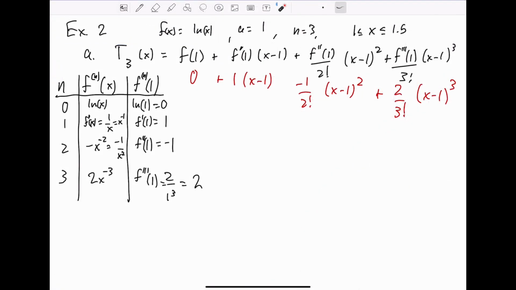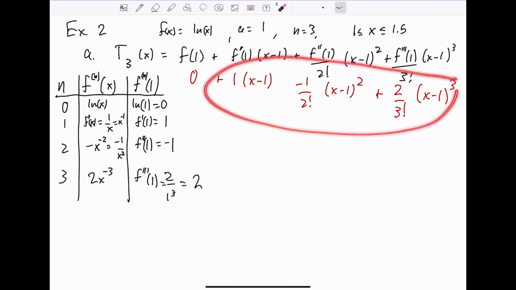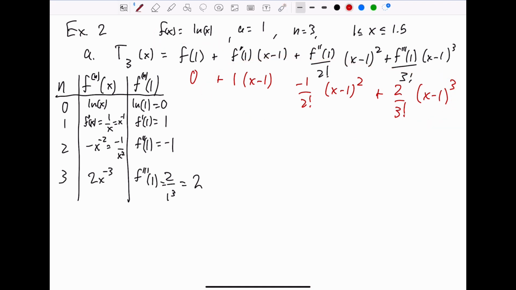Now that we've seen in Desmos how close this polynomial approximates the function natural log of x, let's answer part B of this problem. For part B, we want to find numerically how close the approximation is. We want to use Taylor's inequality to estimate the accuracy of our approximation. So let's write down Taylor's inequality.